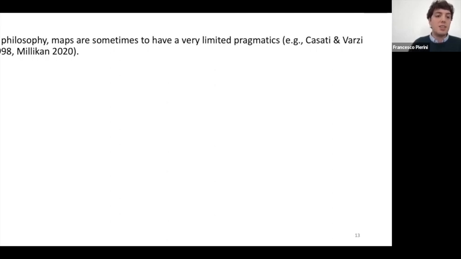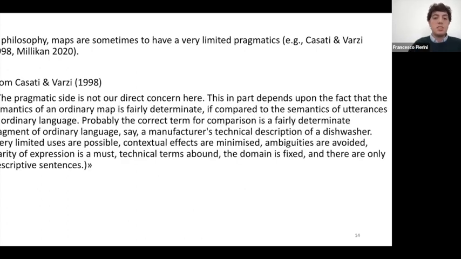In philosophy, we see similar problems. Maps are sometimes thought to involve very limited pragmatics or inferential work in map interpretation. Casati and Varzi, for instance, in a book about maps, say that the pragmatics of maps is fairly determined if compared to the semantics of utterances in ordinary language. They say that probably the correct term for comparison is a fairly determinate fragment of ordinary language, say a manufacturer's technical description of a dishwasher. Very limited uses are possible. Contextual effects are minimized, ambiguities are avoided, clarity of expression is a must. This idea is similar to what is being claimed in geography.